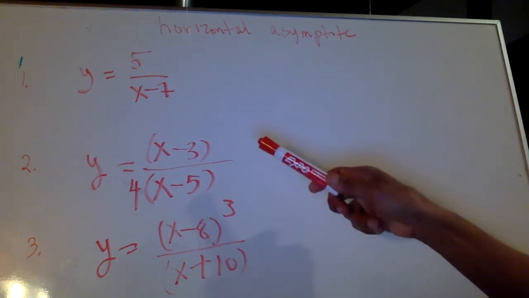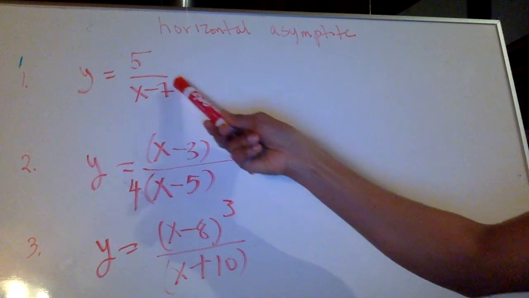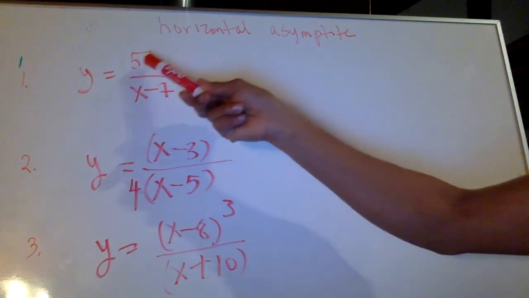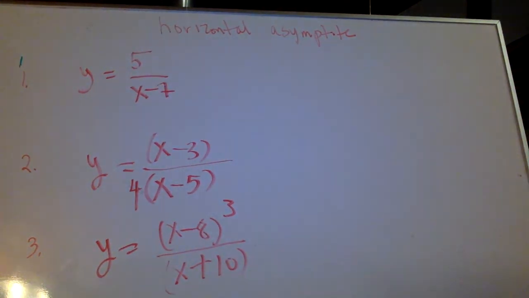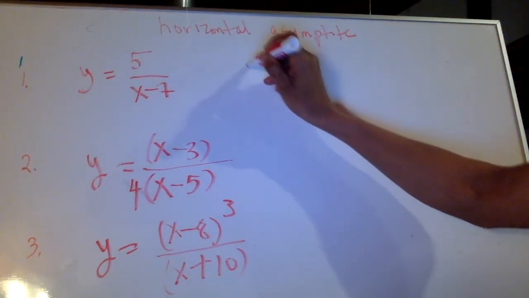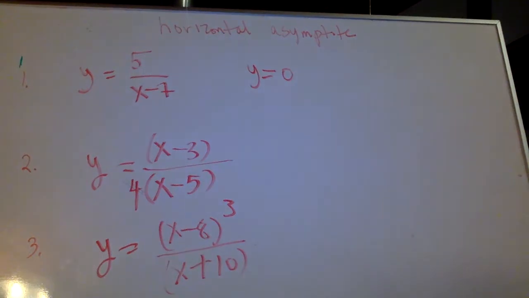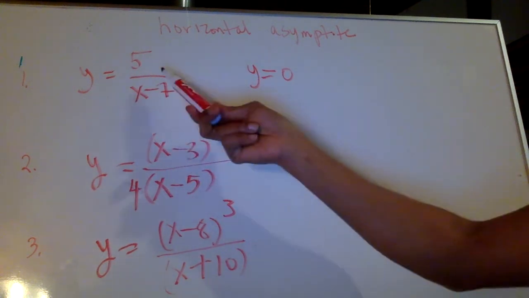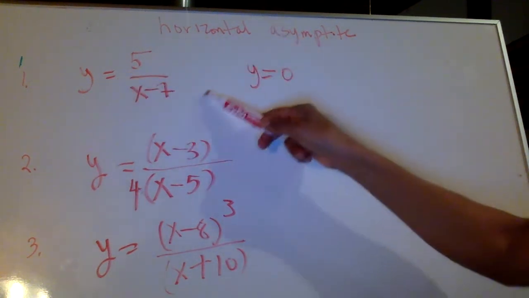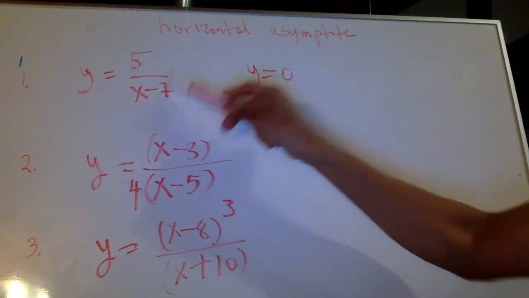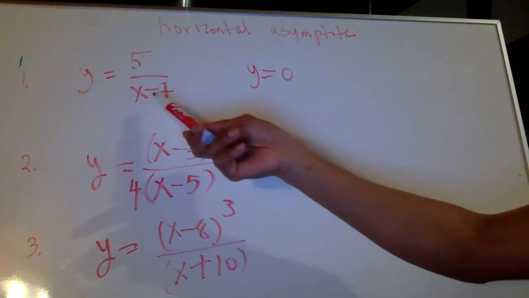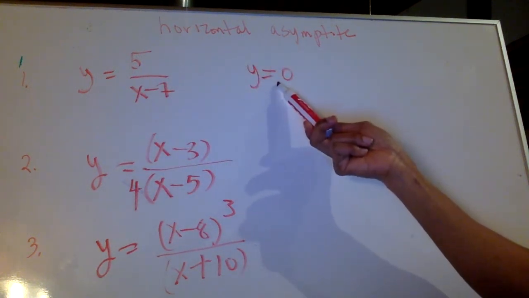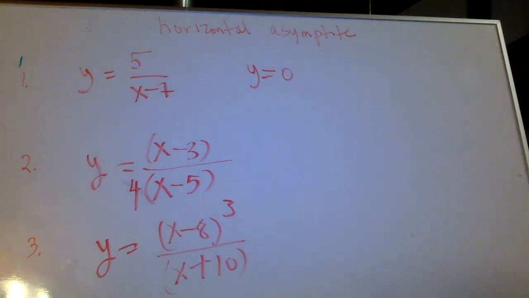So if the degree of the polynomial in the denominator is greater than the degree of the polynomial in the numerator, your horizontal asymptote will be at y equals 0. And why is this? Because you're talking about extremes. When x is a really large number, you're getting 5 over a really large number. This whole value gets very small. It goes towards 0. So once again, when the degree in the denominator is greater than that of the numerator, your horizontal asymptote tends toward y equals 0.